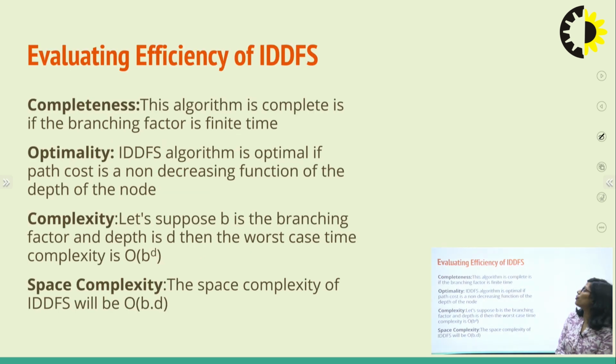Evaluating the efficiency of iterative deepening search: it is complete. This algorithm is complete if the branching factor is finite. It is optimal if the path cost is a non-decreasing function of the depth of the node. Time complexity is the same as that of your DFS, that is order of b to the power d, whereas space complexity is of b times d.